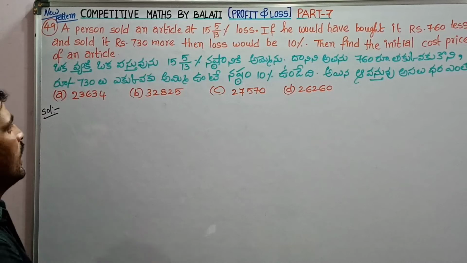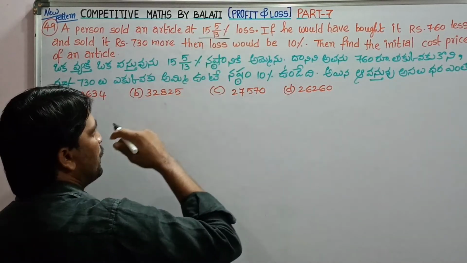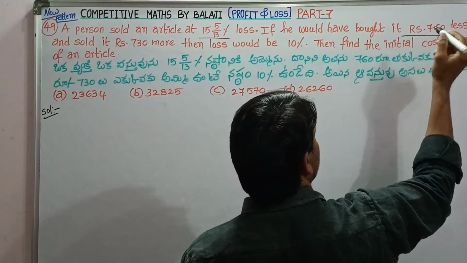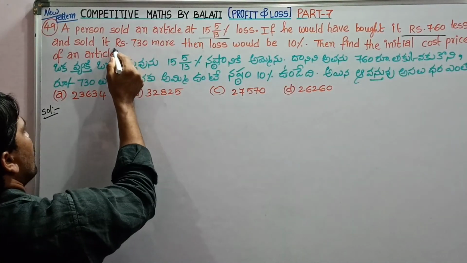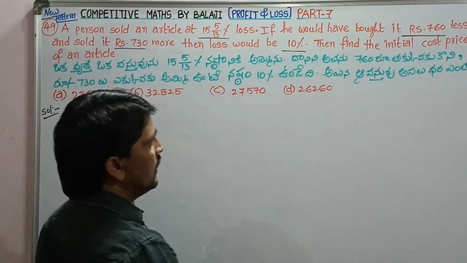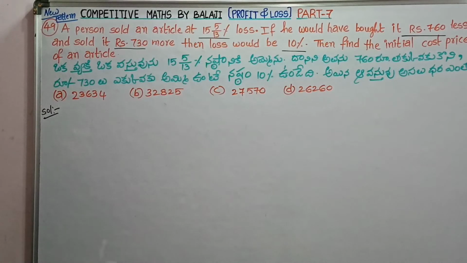A person sold an article at a 15 whole 5 by 13% loss. If he would have bought it rupees 760 less and sold it for rupees 730 more, then loss would be 10%. Then find the initial cost price of an article.